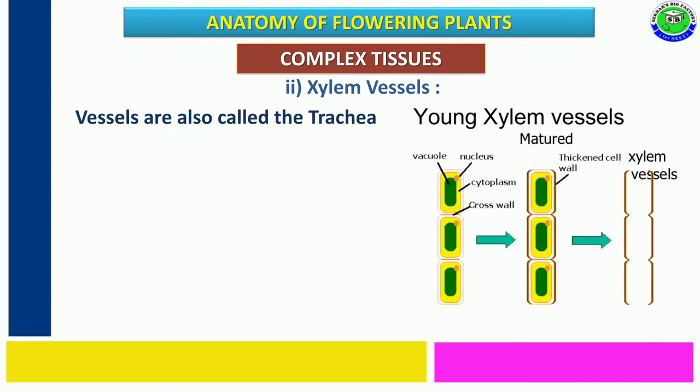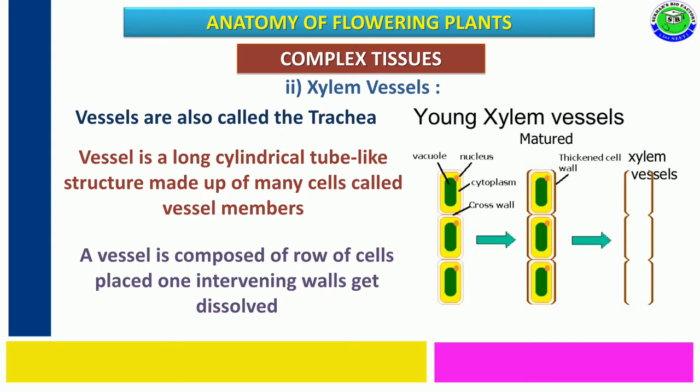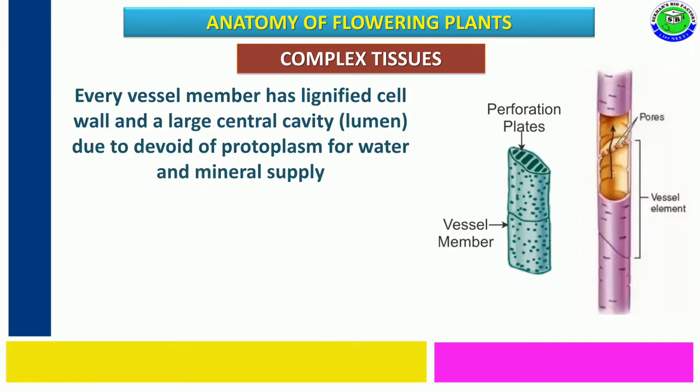Xylem vessels are also called trachea, and they are generally a long tube-like structure, but not a cell, because this long tube-like structure is made up of many cells called vessel members. A vessel is composed of a row of cells placed one above the other, and the internal walls completely dissolve or degenerate to form a long tube.